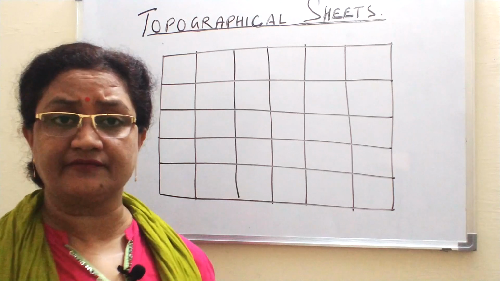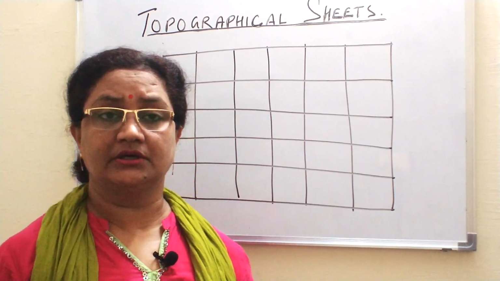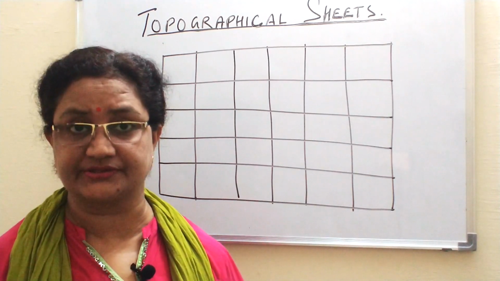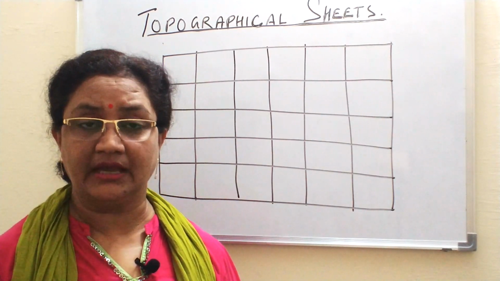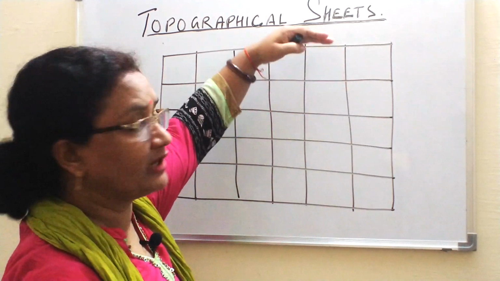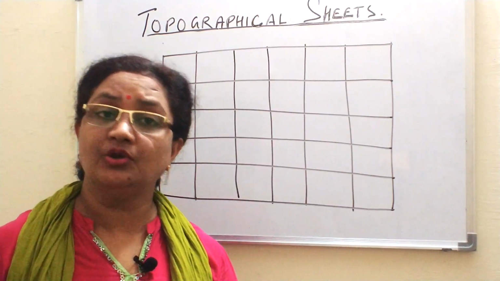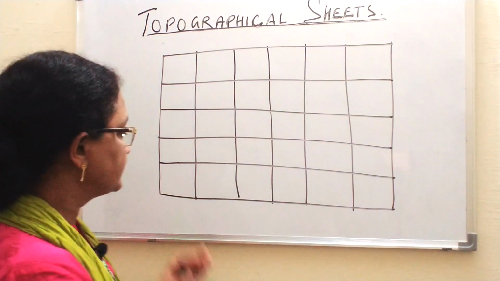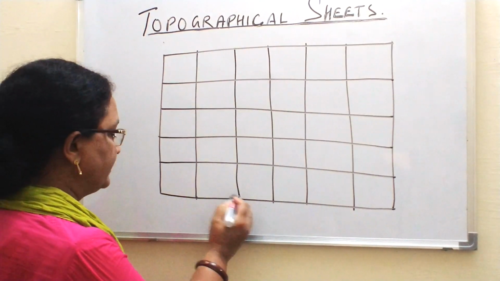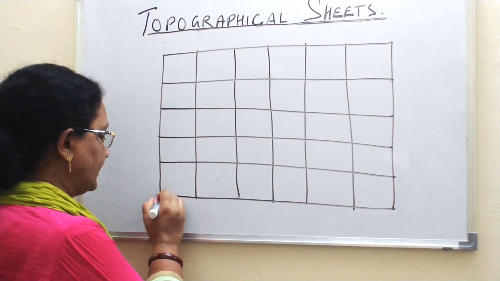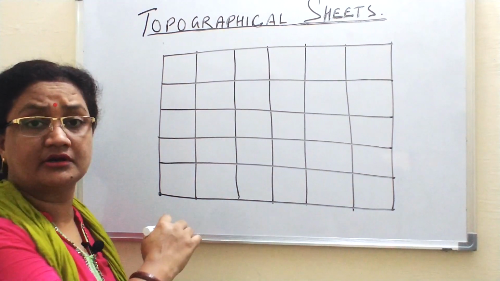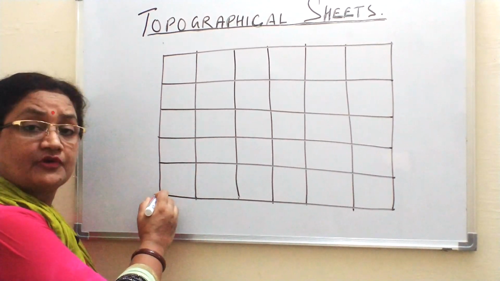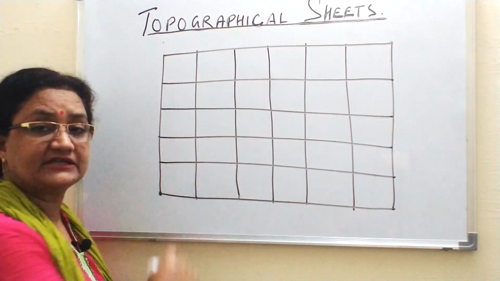So in the topographical sheets, the vertically drawn lines are called the eastings and the horizontally drawn lines are called the northings. Now why are these called eastings? Because it is believed that the zero is always taken at the southwest corner of the topo sheet. That means this is the point from where the counting starts.